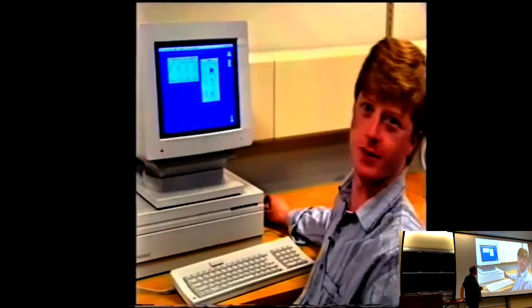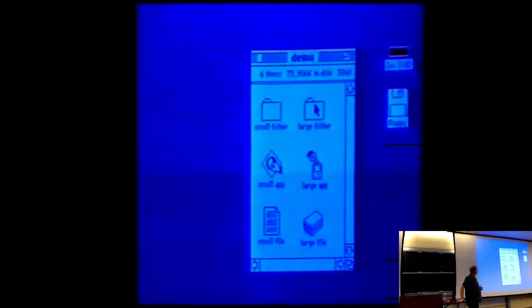I'd like to show you in more detail what the Sonic Finder does. Select an object.